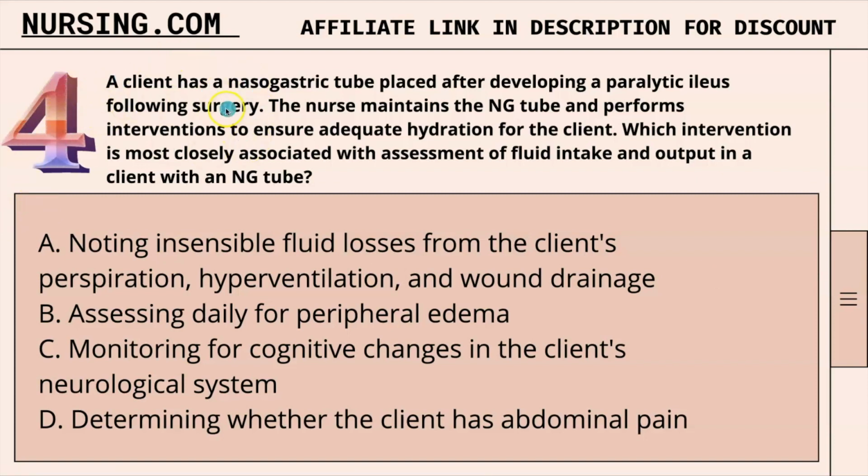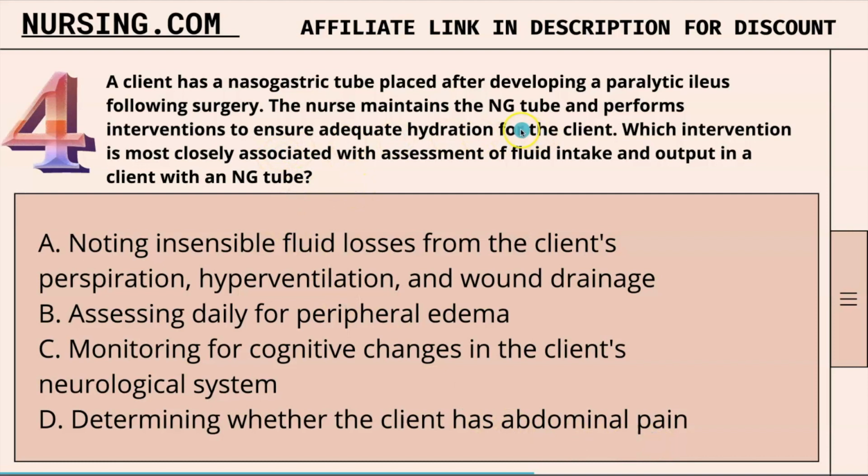Question number 4. A client has a nasogastric tube placed after developing a paralytic ileus following surgery. The nurse maintains the NG tube and performs interventions to ensure adequate hydration for the client. Which intervention is closely associated with assessment of fluid intake and output in a client with an NG tube? So is it A, noting insensible fluid losses from the client's perspiration, hyperventilation, and wound drainage? Is it assessing daily for peripheral edema? Is it monitoring for cognitive changes in the client's neurological system? Is it determining whether the client has abdominal pain?